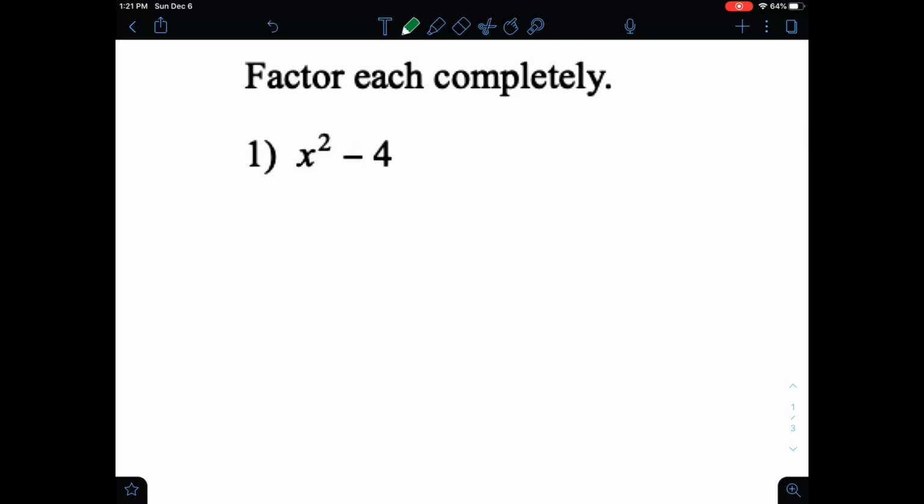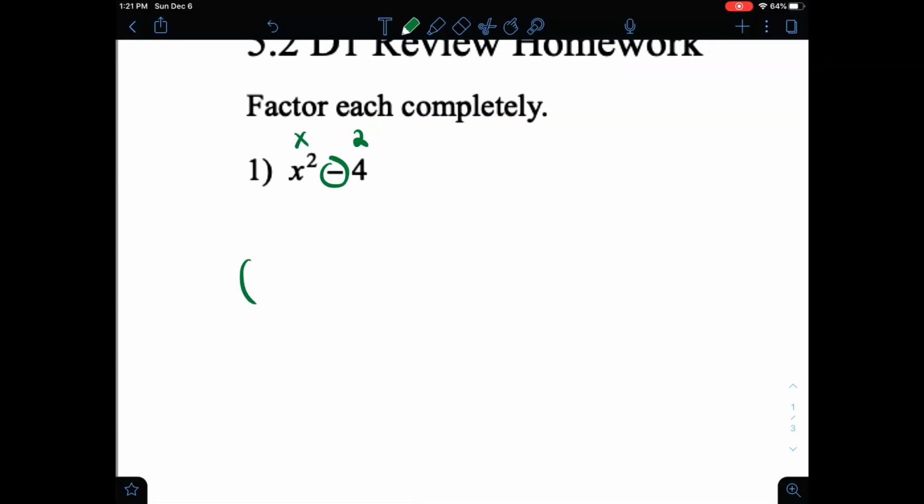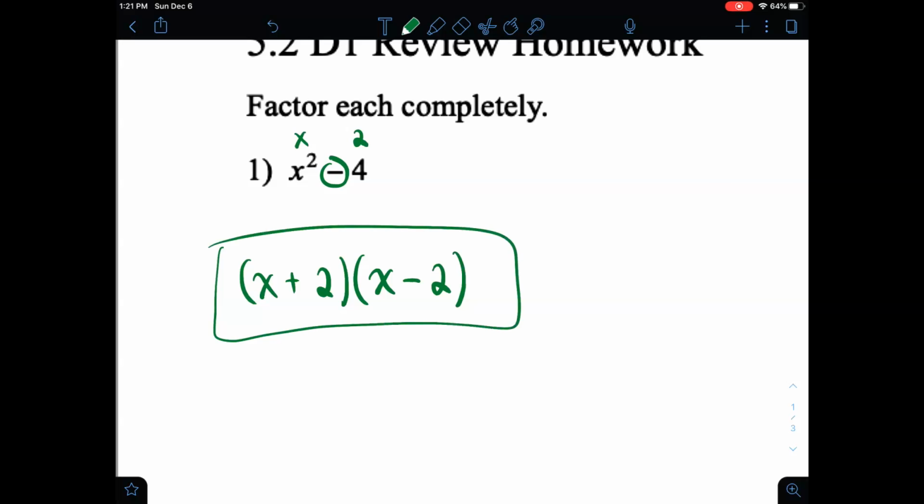Okay, is it a difference of squares? A difference of squares has 2 perfect squares with a subtraction sign between them. Is x squared a perfect square? Yep, the square root of x squared is x. Is 4 a perfect square? Yep, the square root of 4 is 2, and there is a minus sign between them. So this is a difference of squares. The shortcut is to put the square root of the first one here, the square root of the last one here, and a plus and minus between them, and that is how you factor that. If you were to FOIL that, you would get back to x squared minus 4. And there is your answer.